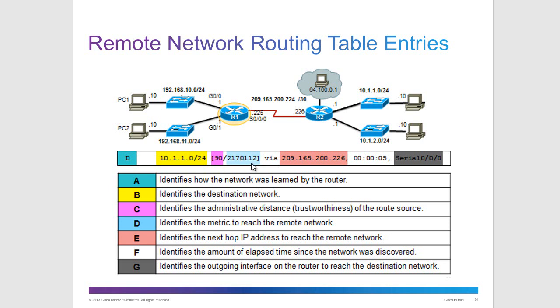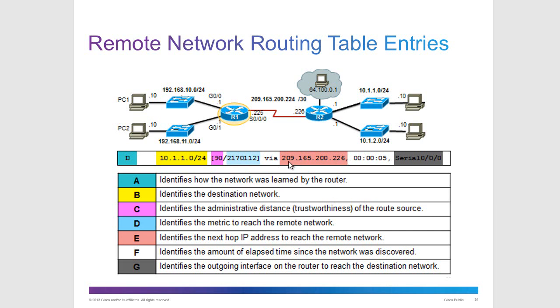Okay, the metric identifies the value assigned to reach the remote network. And again, lower numbers here are going to be preferred routes. So that's the metric it takes to reach a network. And then again, just like this guy, lower is better.